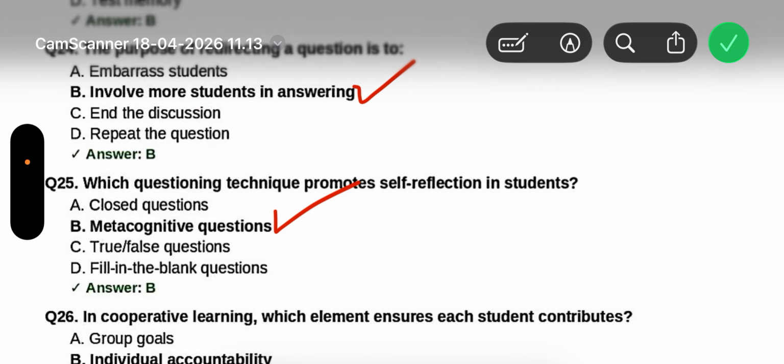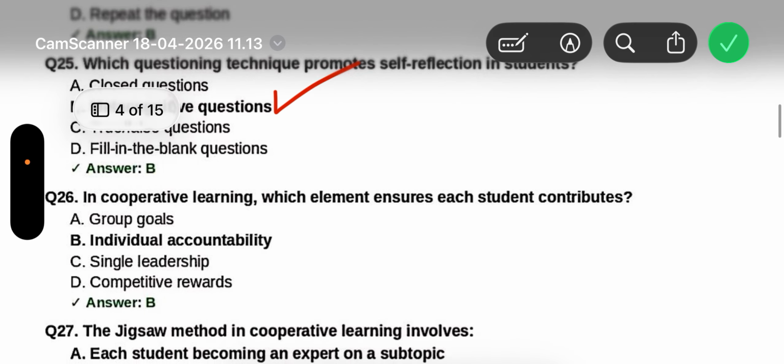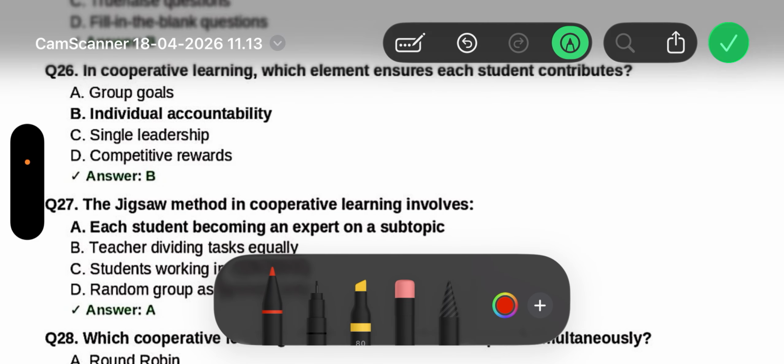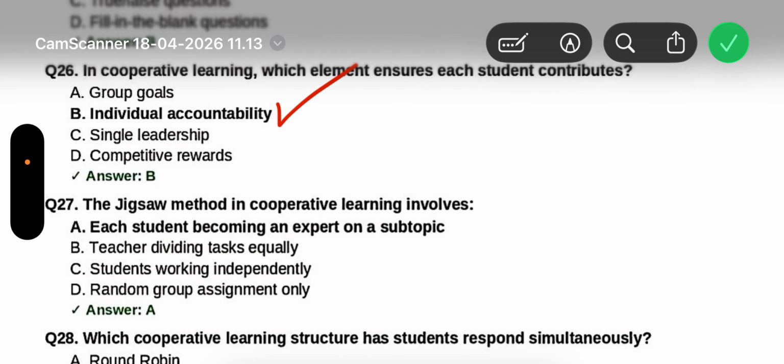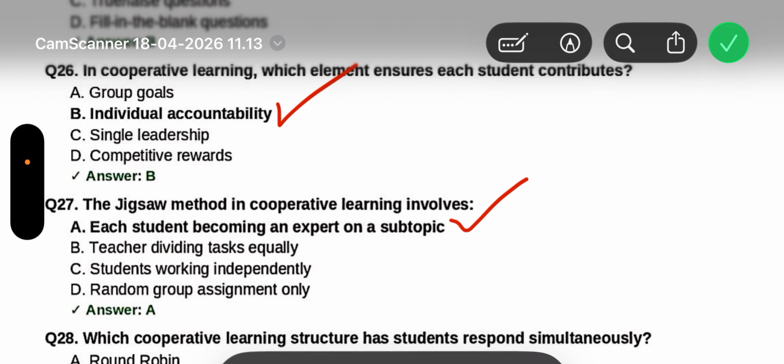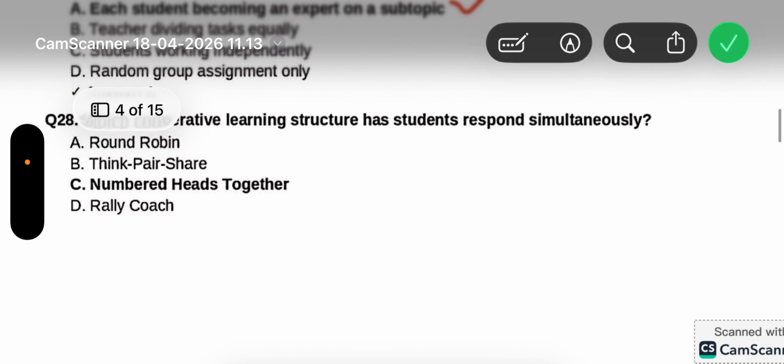Question number 26. In cooperative learning, which element ensures each student contributes? Option B, individual accountability. Question number 27. The jigsaw method in cooperative learning involves, option A is correct. In jigsaw method, each student becomes an expert in a subtopic.